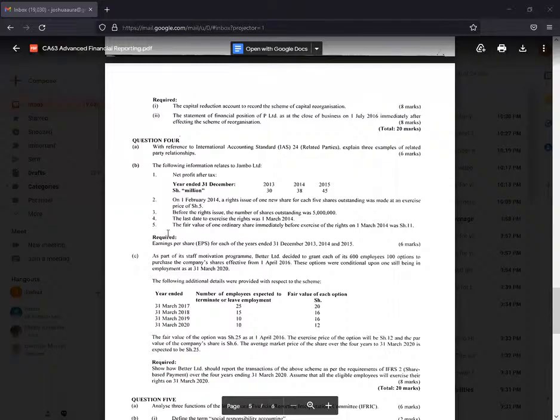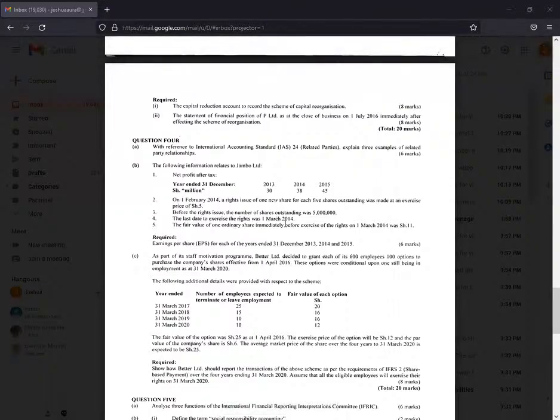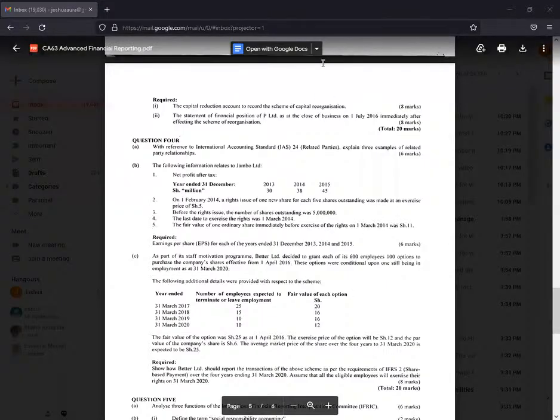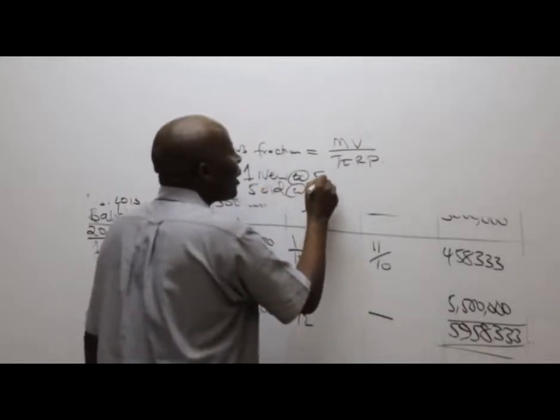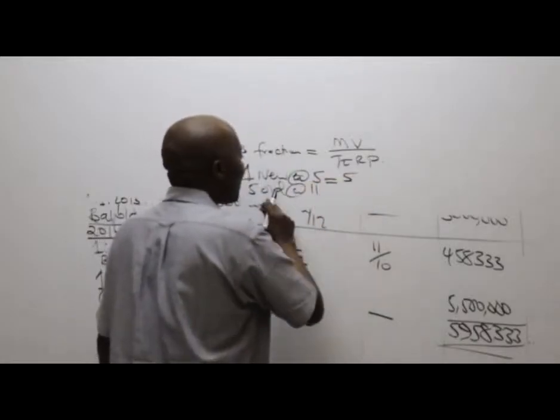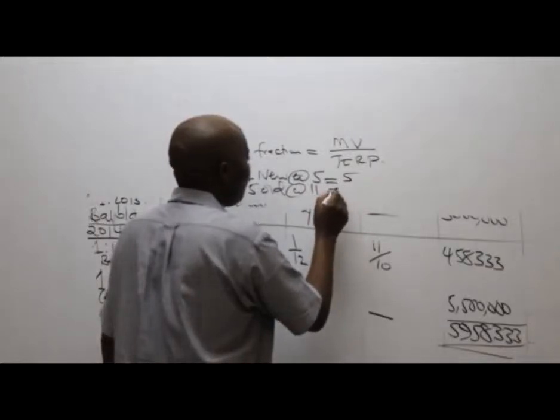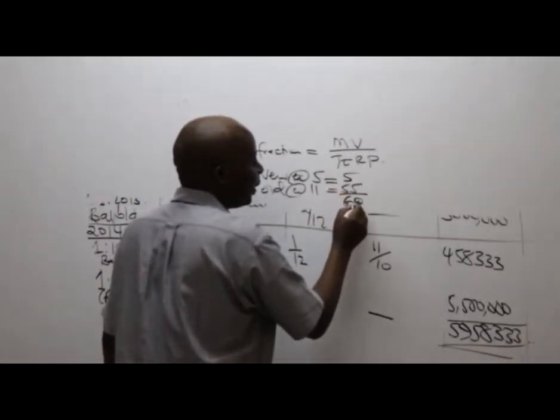So the fair value of one ordinary share immediately before exercise of the rights on 1st March 2014 was 11. So times 11 like that. And this is what students came and gave me, a figure of 5 there, and somebody here, a figure of 55. So it gave us, somebody there, 60.